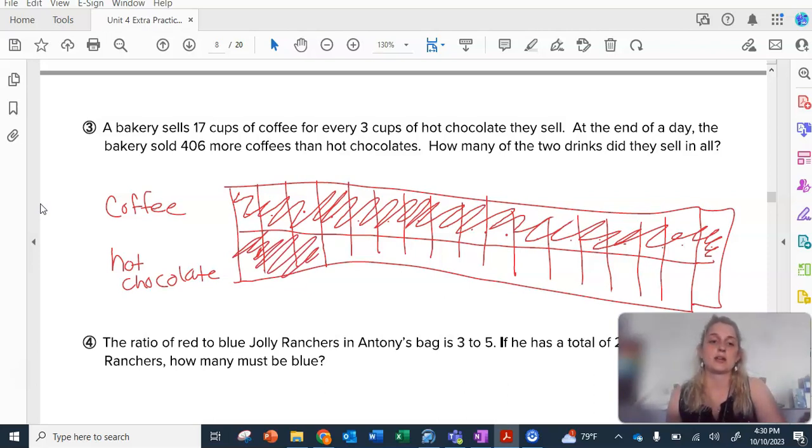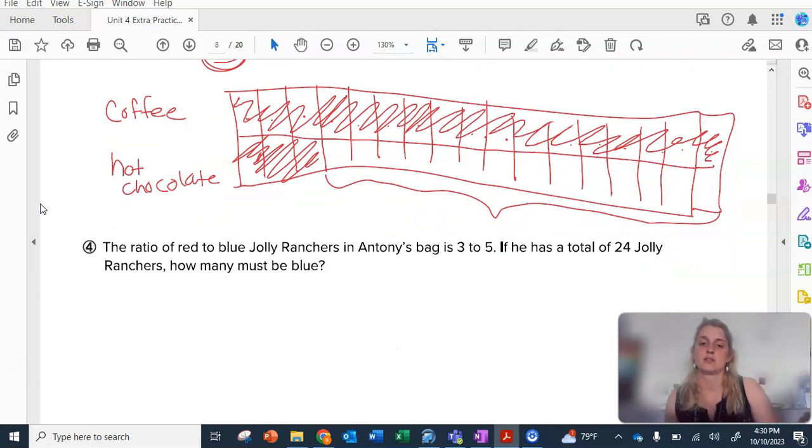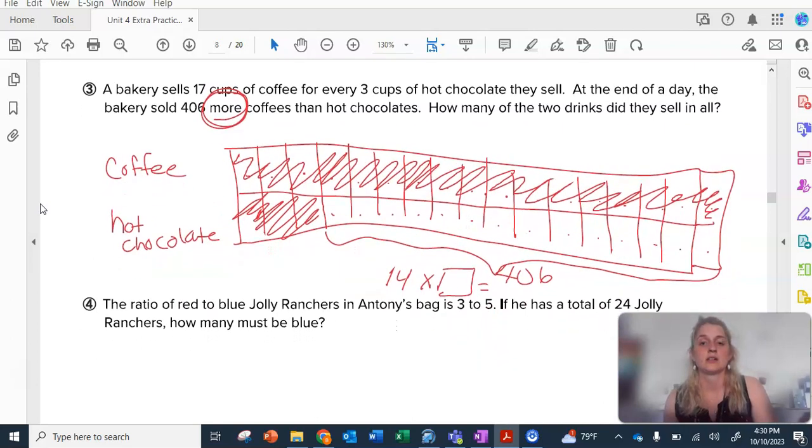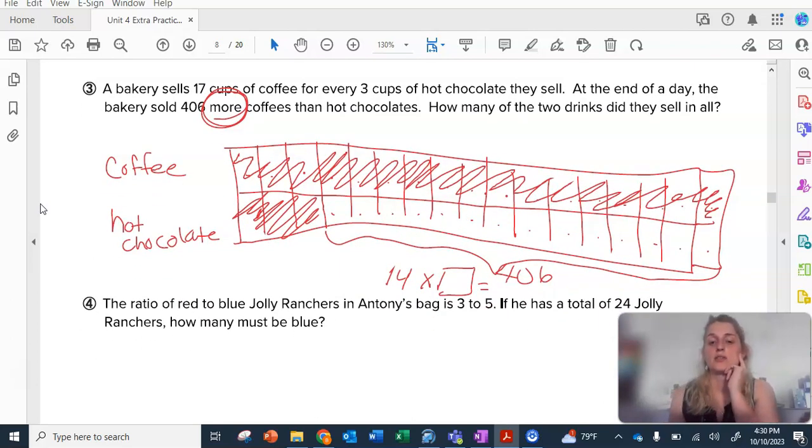At the end of the day, the bakery sold 406 more coffees. More means I'm looking at these empty white ones. So I have 1, 2, 3, 4, 5, 6, 7, 8, 9, 10, 11, 12, 13, 14. And that's going to equal the number from my problem, which is 406. So I need to figure out what's in the box. I can do that by dividing.